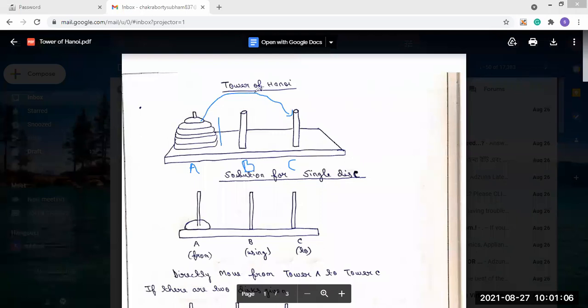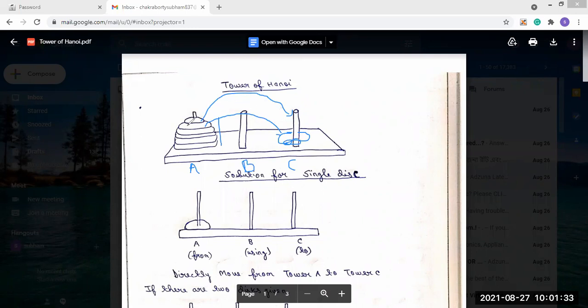But let's say we try to move them here. The topmost disk will be moved first, so the smaller disk will come here first. Then the next disk we will move here, let's say. That means this is violating the rule, because it is said that the larger disk should not be kept over the smaller disk.